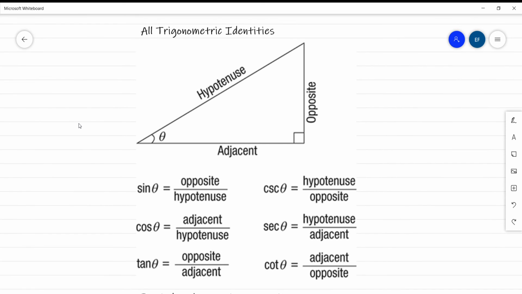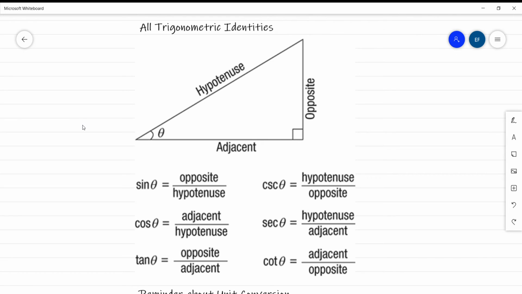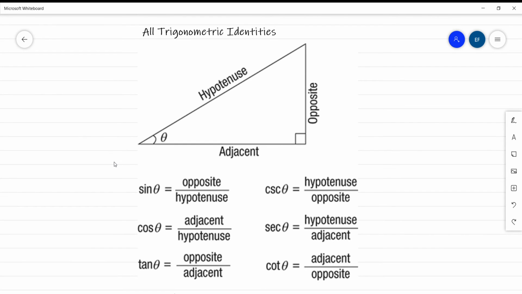So, awesome job if you got them. If you didn't, that's totally fine. It is really just a matter of practice. It took a long time for me to remember all of these terms.